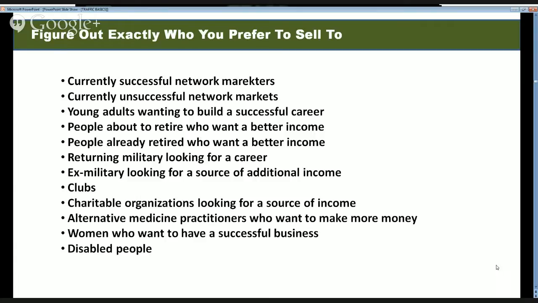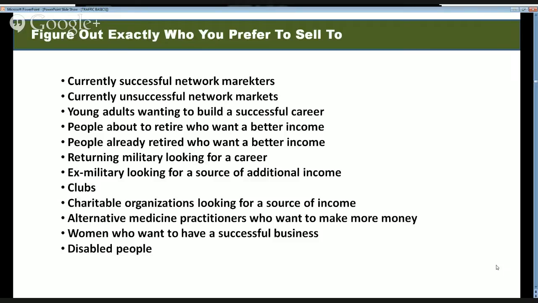Another possibility are people that are about to retire, and they're seeing that maybe they're going to have to live on Social Security and they want a better income. A variation on that are people that are already retired and they want a better income. They're living on Social Security and it doesn't work for them. They need more money.